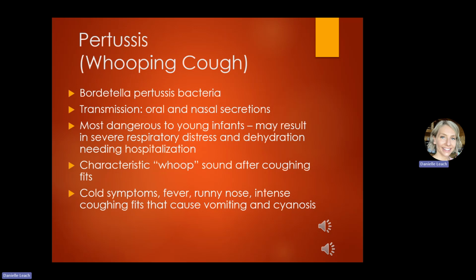They can also have other symptoms besides the cough, like general cold symptoms, runny nose, fever, and the coughing can be so intense that it actually causes vomiting and cyanosis. So basically, they're coughing for such a long period of time that they're not able to take very good breaths.